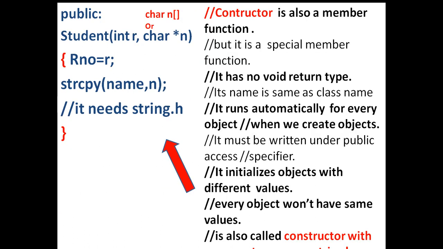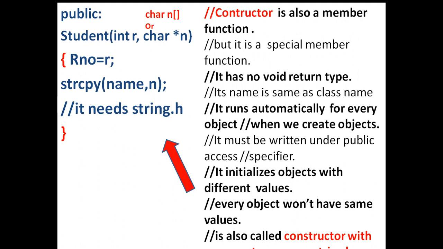So here we are creating a constructor, Student. It is taking two arguments. The first is the R argument for roll number and the second is the N argument for name. A character type argument can be declared in one of two ways. First is char with square brackets. The second way is char star n.